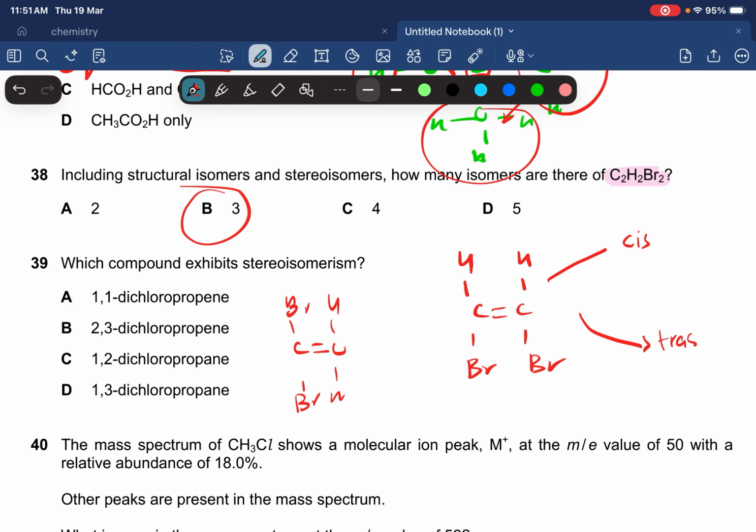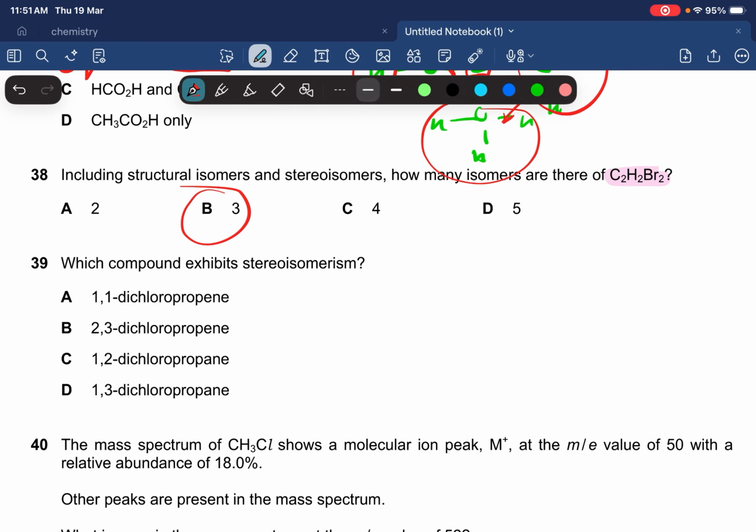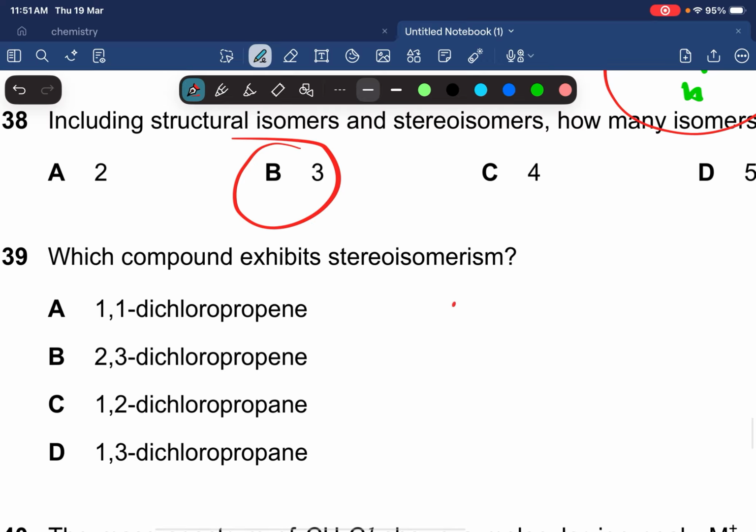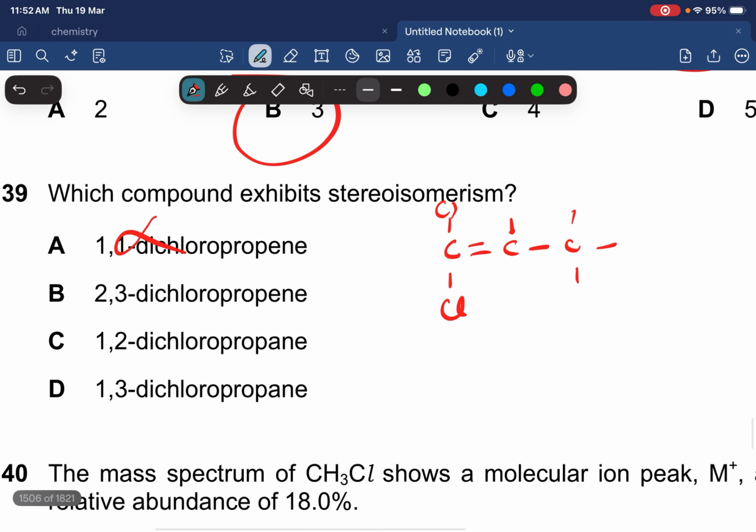Which compound exhibits stereoisomerism? For stereoisomerism, we're looking for either a chiral carbon or a double bonded carbon that has two different groups attached to it. So you're going to draw each one of them. 1,1-dichloropropene: chlorine, chlorine. If I fully draw it, you can see no cis-trans, no chiral carbon, and the double bonded carbon has the same groups attached to it. So this one's not possible.